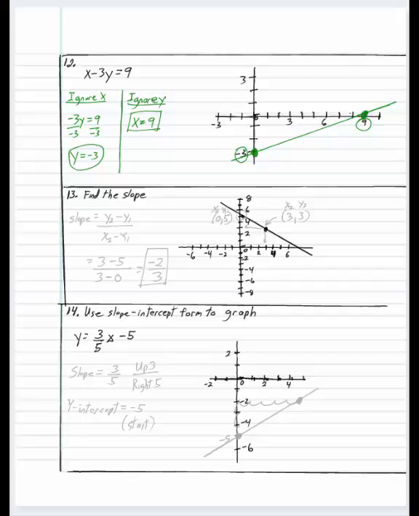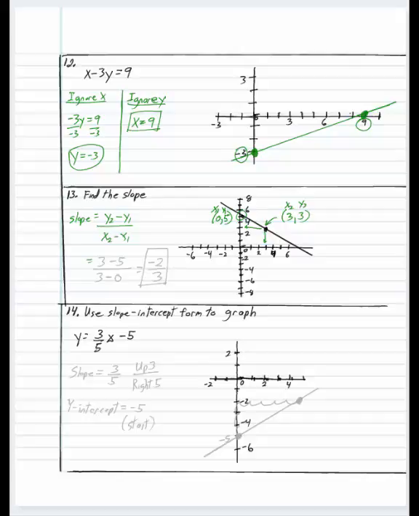Number 13, we would like to find the slope. In order to find the slope, let's find our points first. Like this point right here is 0, 5. And this point right here is 3, 3. The formula for slope goes y2 minus y1 over x2 minus x1. So 0, 5, I'll call that x1, y1, and 3, 3 will be x2, y2.